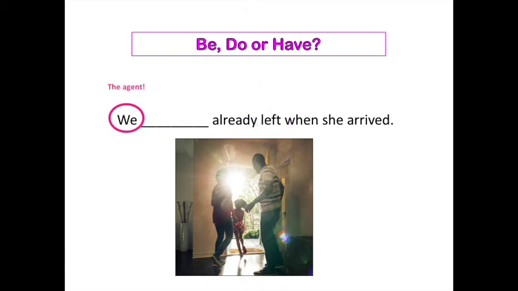Look, we, this is our agent, and it is at the beginning of the sentence. So this is an active sentence. So we have a past participle in an active sentence. That means it is a perfect tense with have. But what form of have should we use? Have, has, or had?